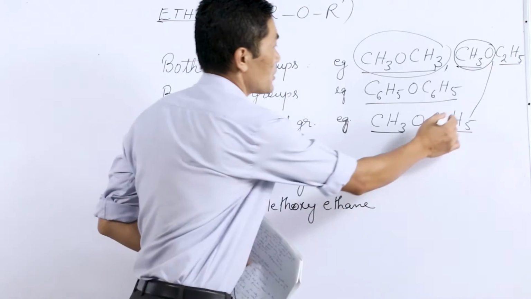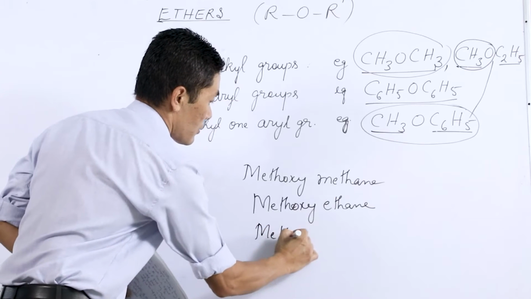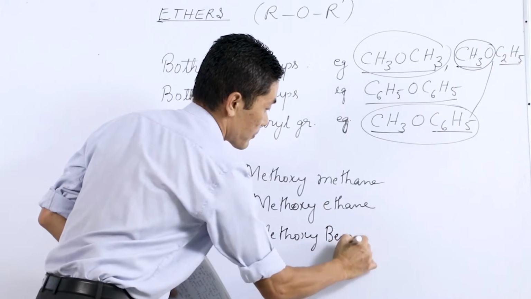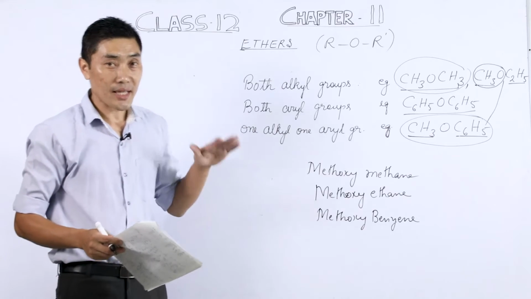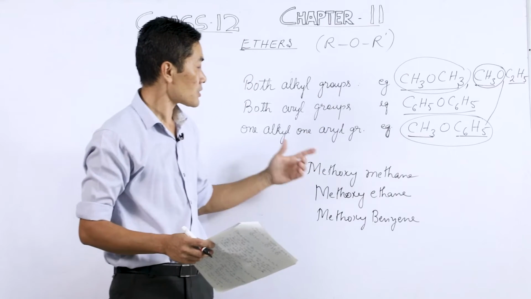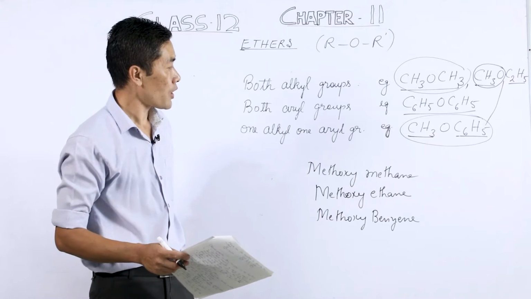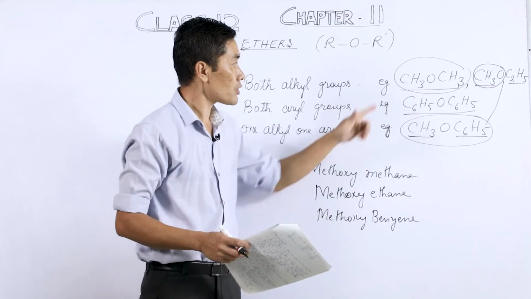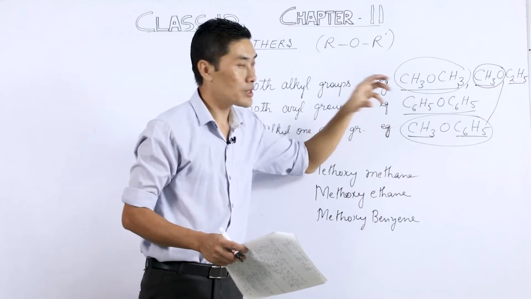Likewise, this will be named as methoxybenzene. So once again, in IUPAC nomenclature, the ethers are named as alkoxy derivatives of the parent hydrocarbon. And if there are different alkyl groups, the alkoxy group goes to the alkyl group which is smaller.